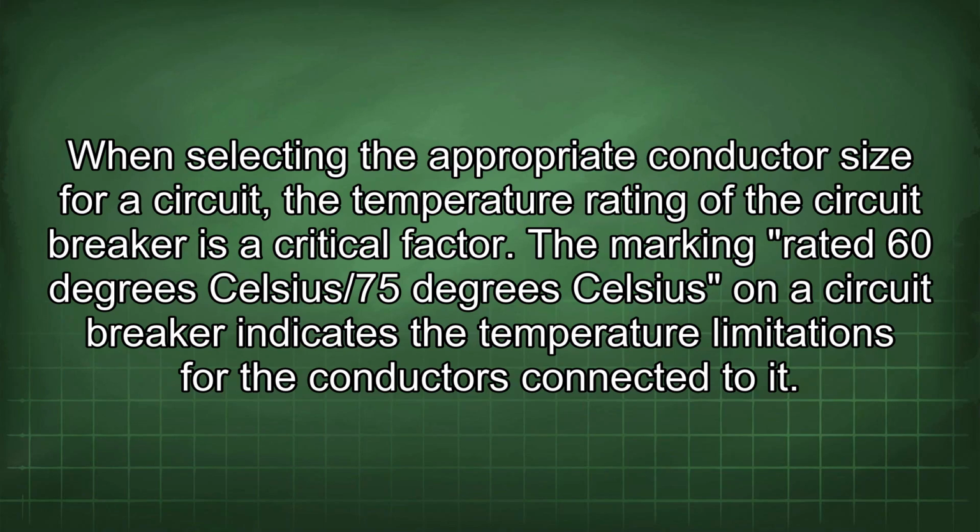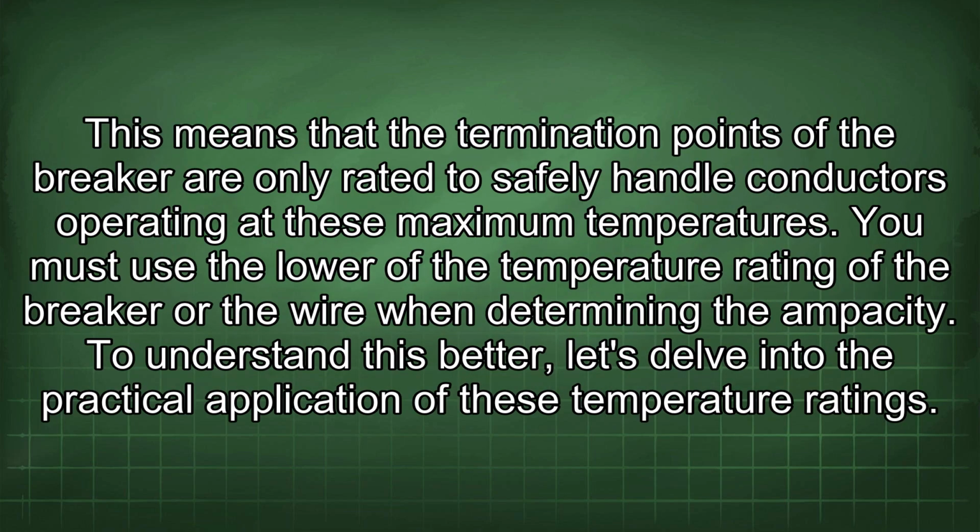When selecting the appropriate conductor size for a circuit, the temperature rating of the circuit breaker is a critical factor. The marking rate at 60 degrees Celsius/75 degrees Celsius on the circuit breaker indicates the temperature limitations for the conductors connected to it. This means that the termination points of the breaker are only rated to safely handle conductors operating at these maximum temperatures. You must use the lower of the temperature rating of the breaker or the wire when determining the ampacity. To understand this better, let's delve into the practical application of these temperature ratings.